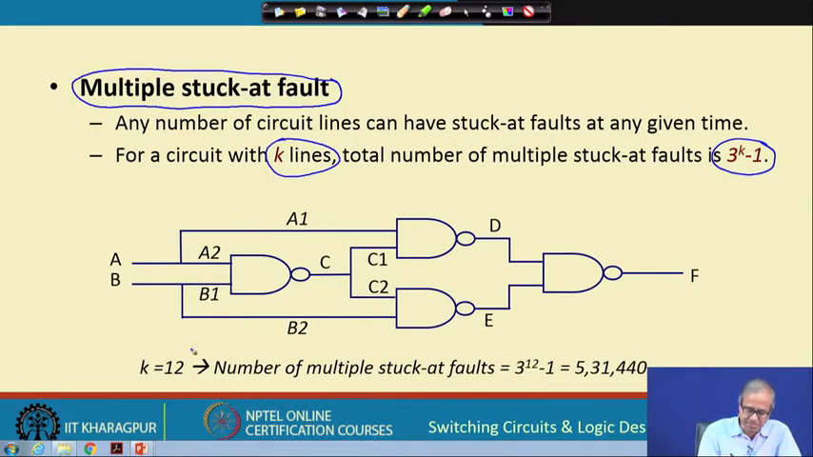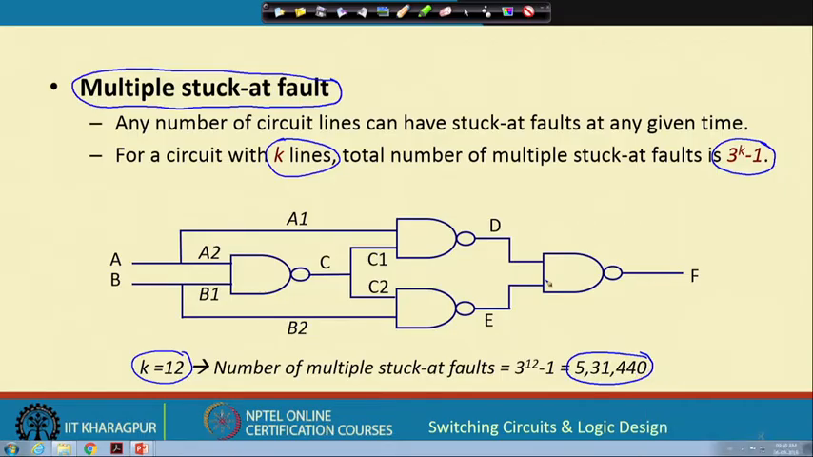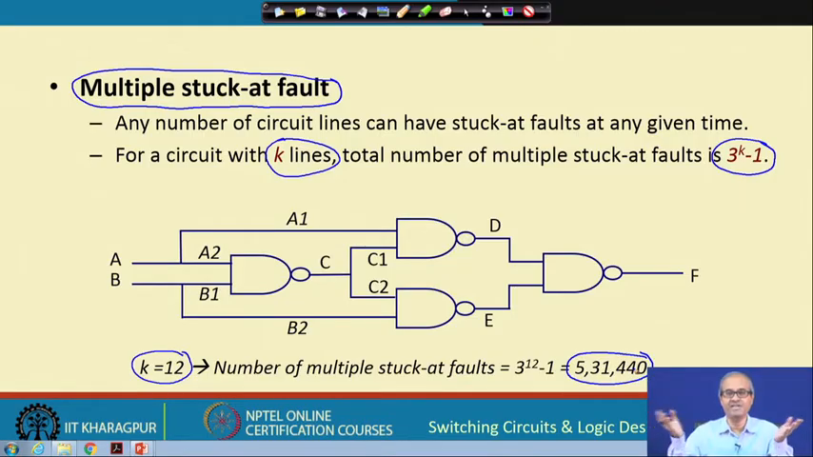So, for the same example, there are 12 lines. You see multiple stuck at faults, 3 to the power 12 minus 1 becomes about 5.3 lakhs. So, just imagine for this very small circuit with 4 gates, the number of multiple faults is becoming 5 lakhs. So, what about a large circuit with 1000 gates or more? So, counting multiple stuck at faults may become impractical. That is why most of the people concentrate on single stuck at faults only.